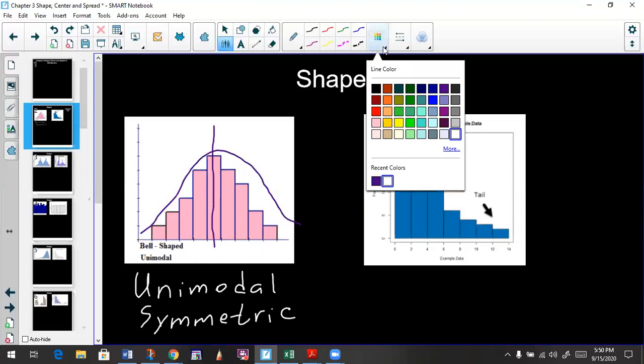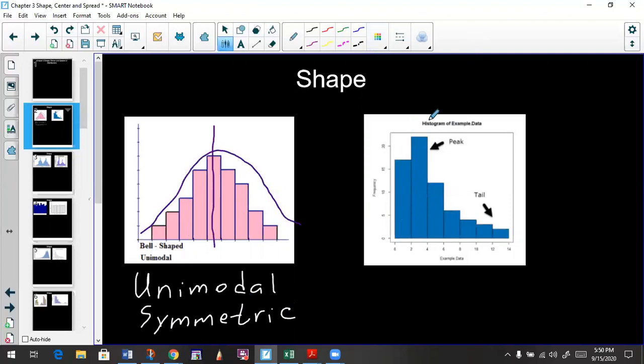Now the next one also has one peak. So we'd call it unimodal, but it's not symmetric. If I drew a line here, for instance, and we folded these across that line, they would not be a good match.